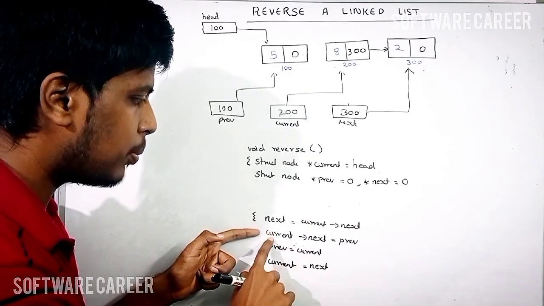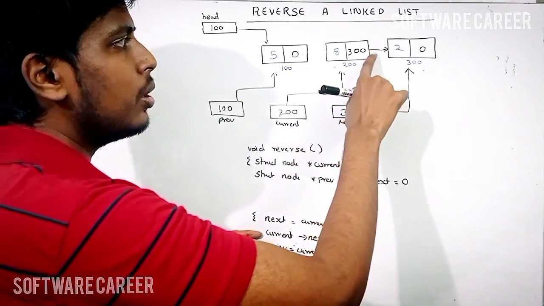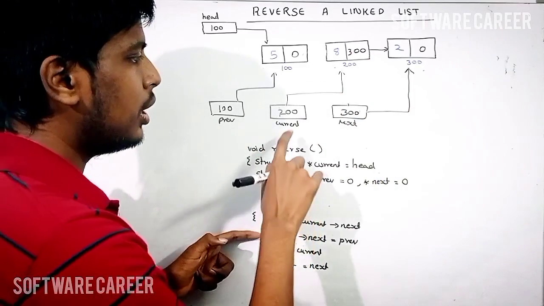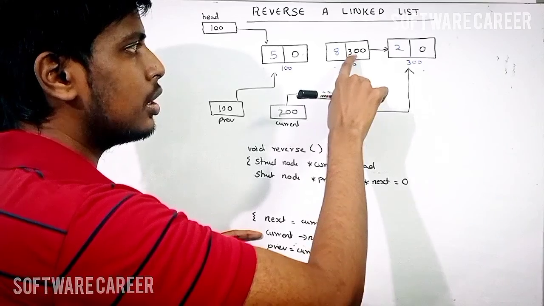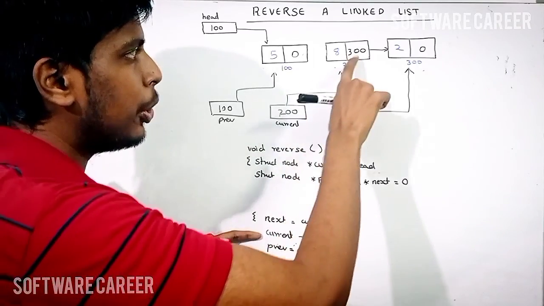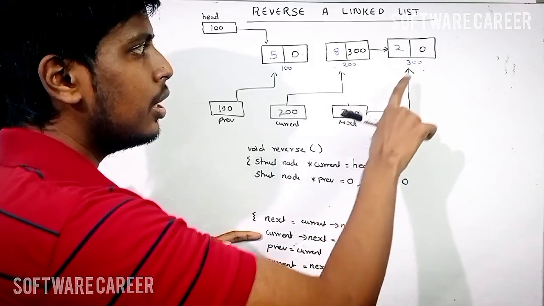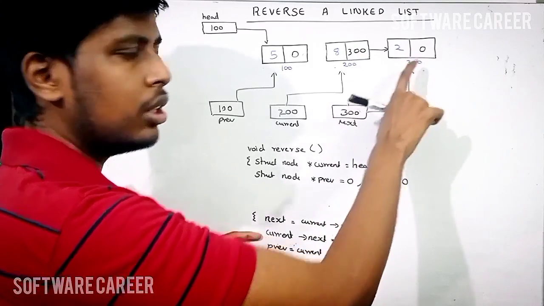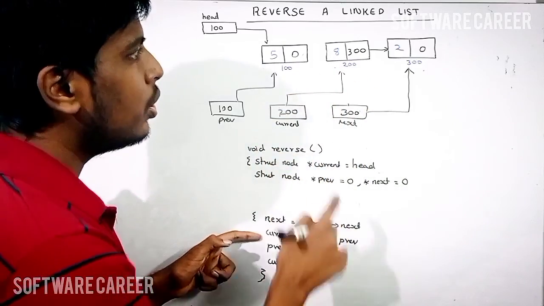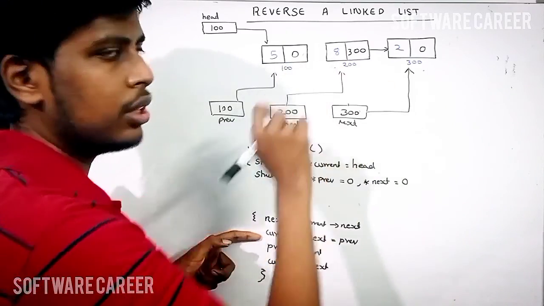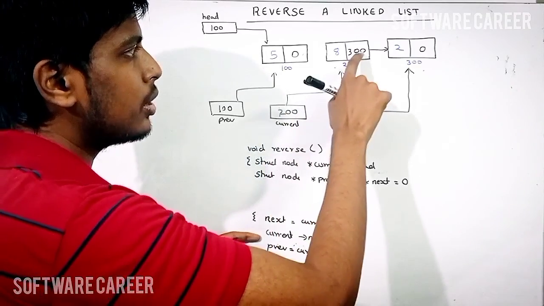Now what is the second step? Current next equals to previous. That means you are removing this arrow. See, current next is what? Current is 200. 200 next is this pointer part. In this stage, this pointer is pointing to the third node. Now it should not point to the third node, it should point to the first node. So I should store the address of the first node here. That's why current next equals to previous. See, current next is 200's next, here.